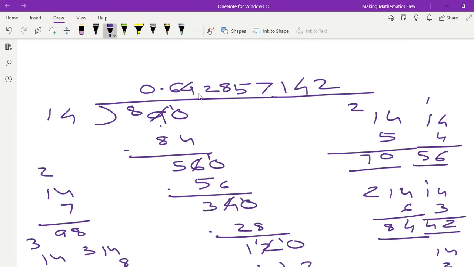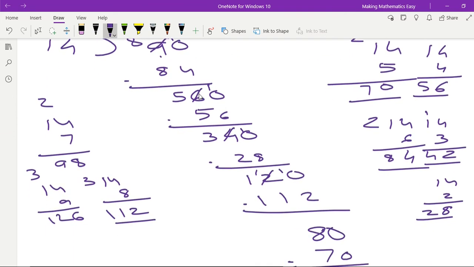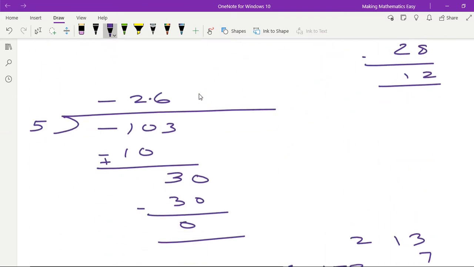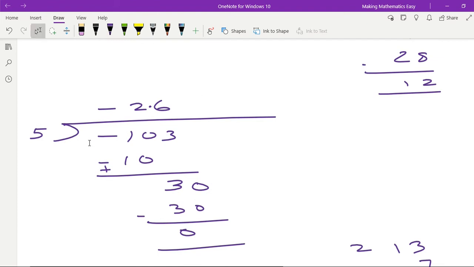So this will be 4 over here, and our quotient is 0.642857 42. If we see 42, this is repeating from here, so this number is going to repeat. We need to put the bar only on 428571 and not on 6. Okay, so this was one correction in this sum, and there is one more correction over here.